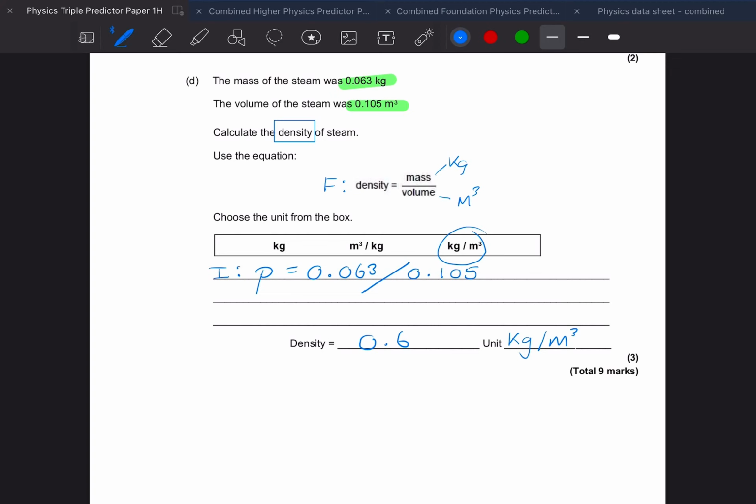Okay, that is the end of question 1. So I'm going to stop the video, and you can use this to check your answers before going on to question 2.